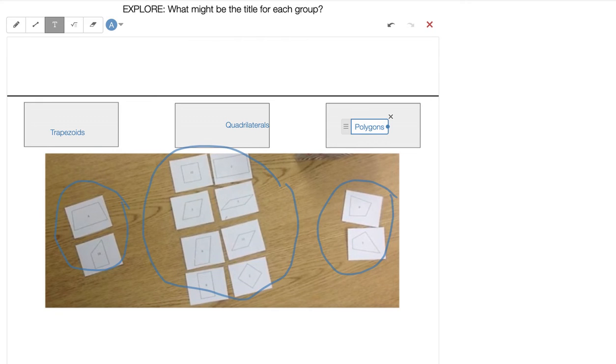Polygons are closed figures, two-dimensional, right? Like all the other guys here. Closed figures that are built out of straight lines, okay? Polygons. Let's go to the next slide.